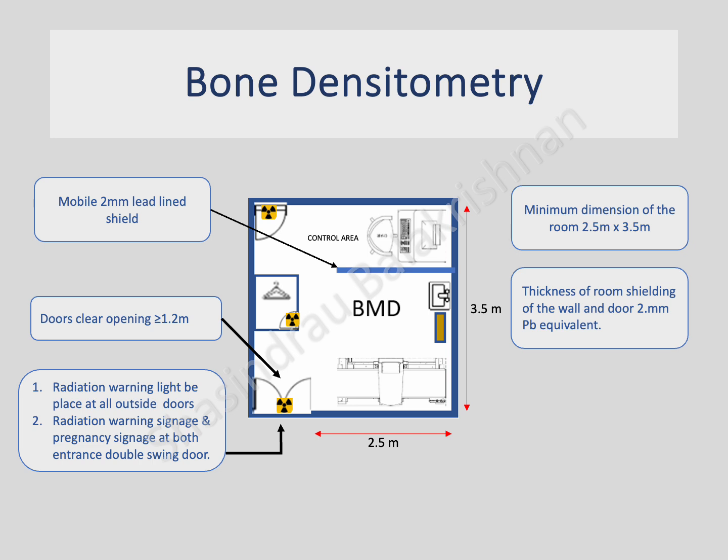Doors must have a clear opening of at least 1.2 meters to enable easy patient access and movement of equipment. Radiation warning lights are placed at all exterior doors, and radiation as well as pregnancy warning signs are displayed at both entrance doors to ensure safety compliance.